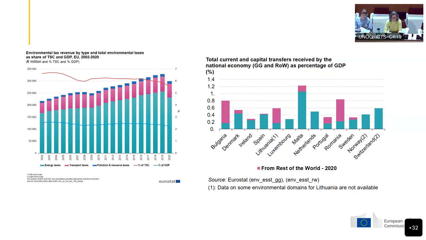And on the right side, you have some data for the similar transfers and subsidies. And here you can see, for example, for Bulgaria, the first on the left, and Romania, this pink colored column is what comes from the rest of the world. So you can see that for those two countries, you have a lot of EU funds and subsidies coming from the rest of the world.